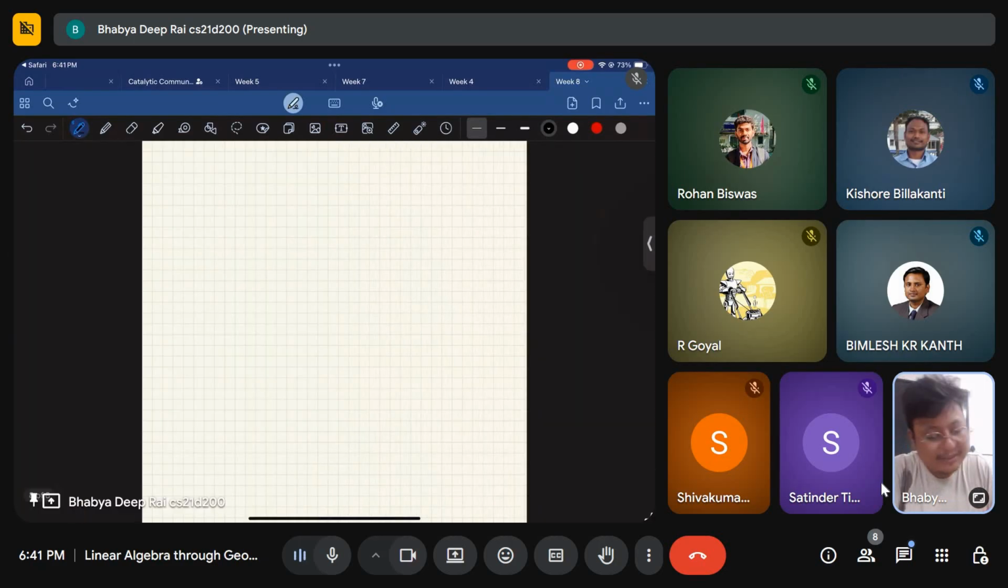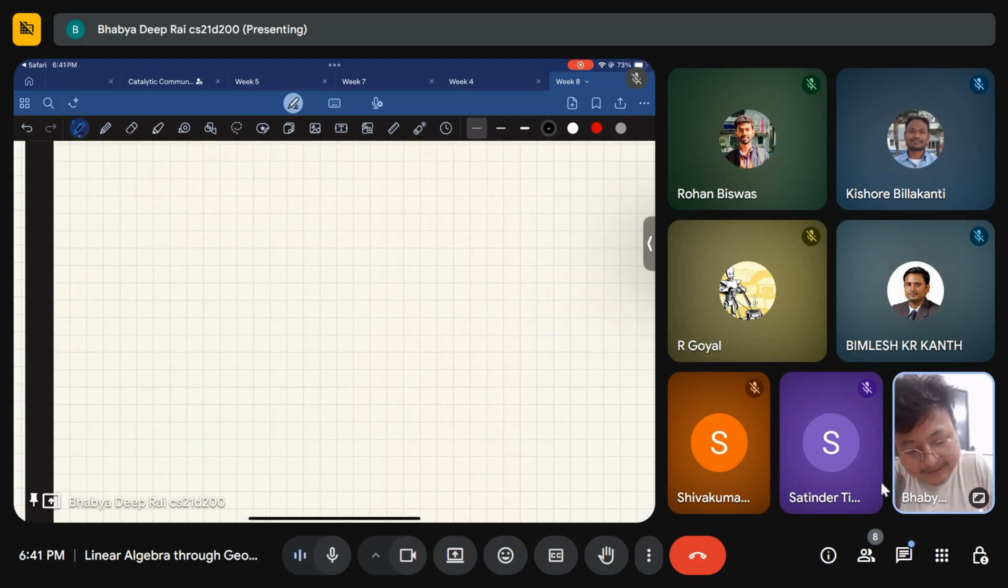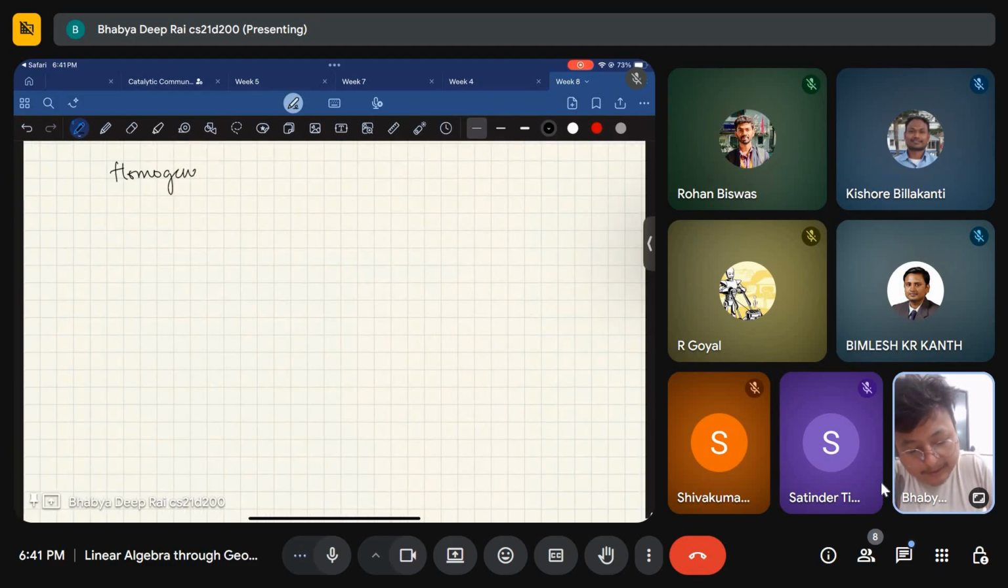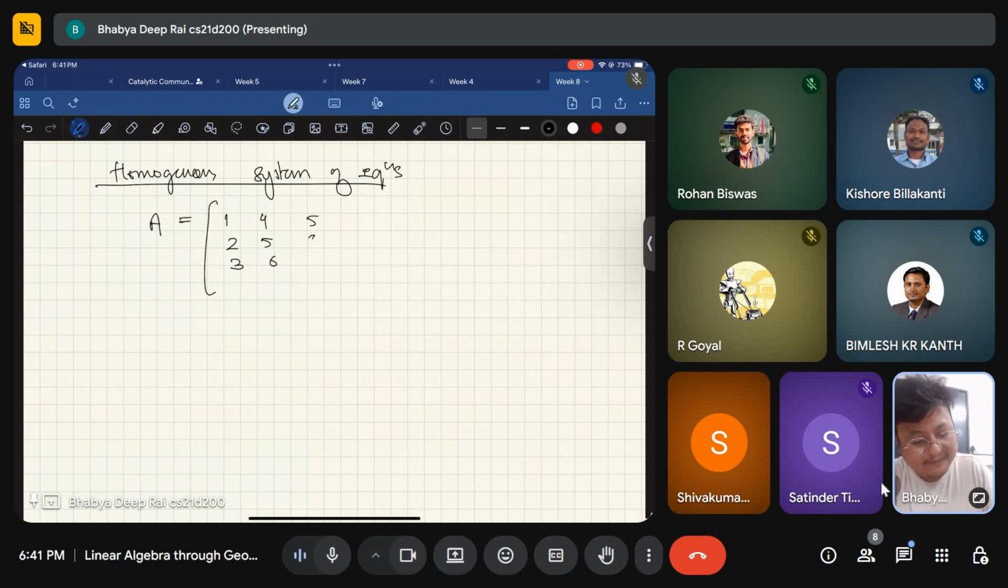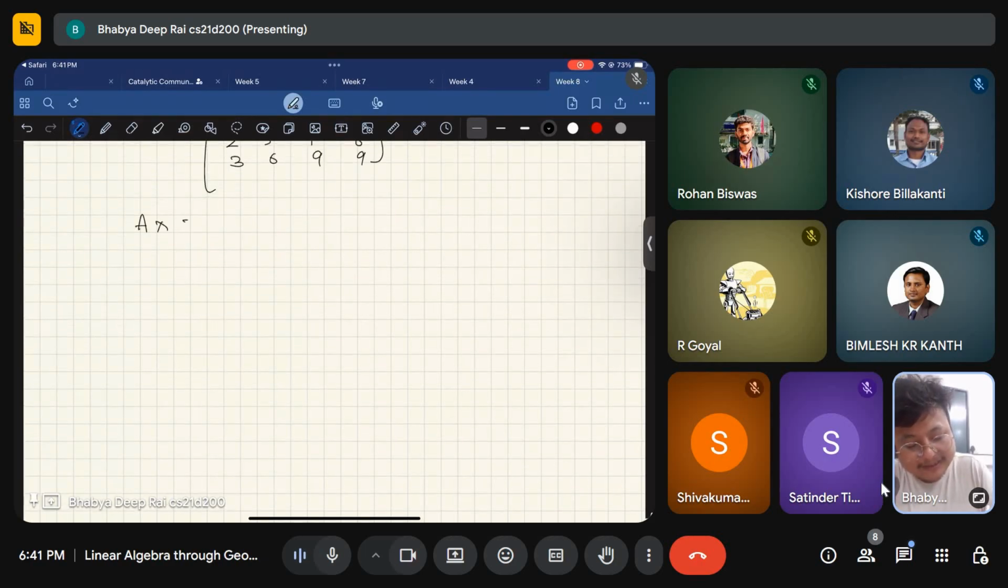Now, finally, we visit the homogeneous system of equations. If I have an A, let's use the previous A only: 1, 2, 3, 4, 5, 6, 5, 7, 9, and 3, 6, 9. Now, what does it mean to say AX equals 0? That is the question that we are asking. What are the X's that satisfy AX equals 0?